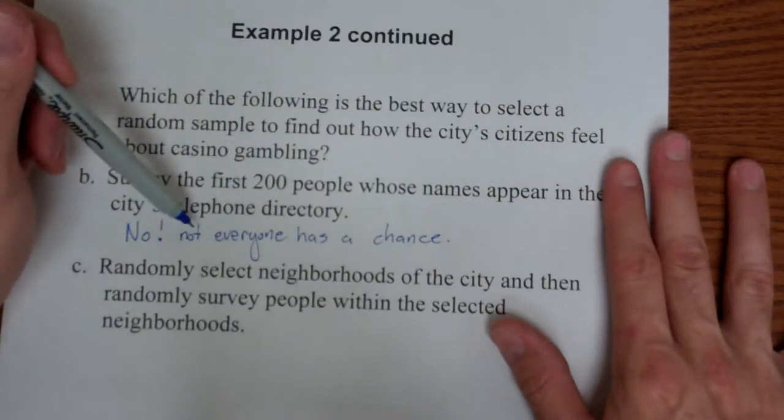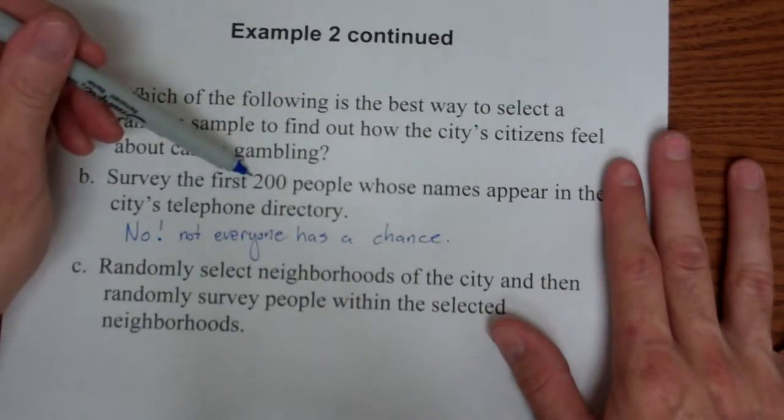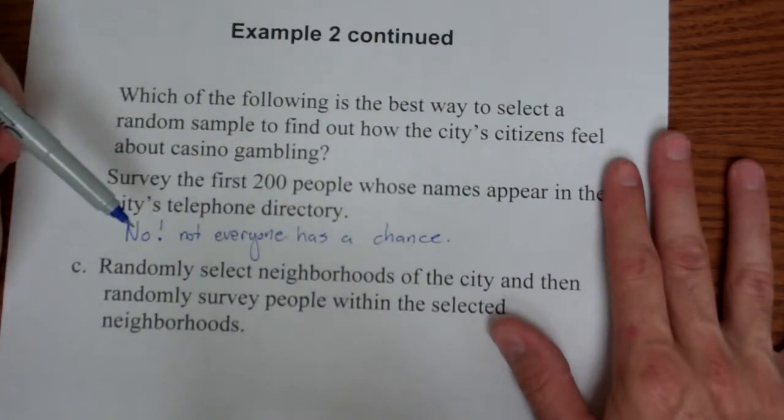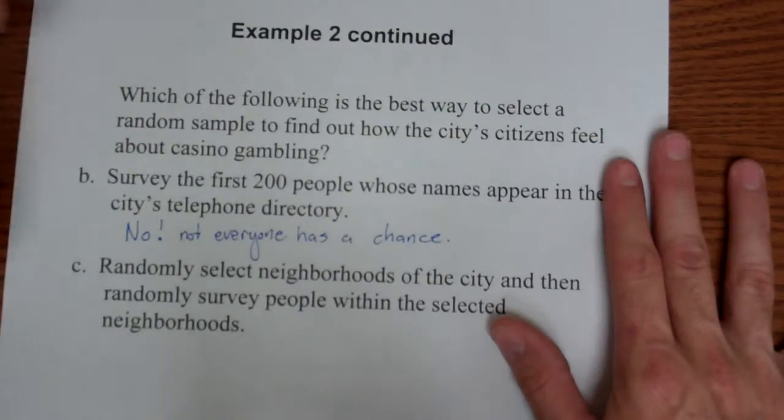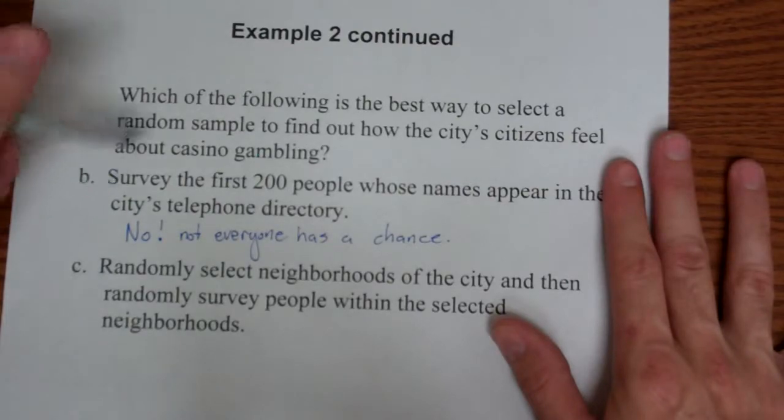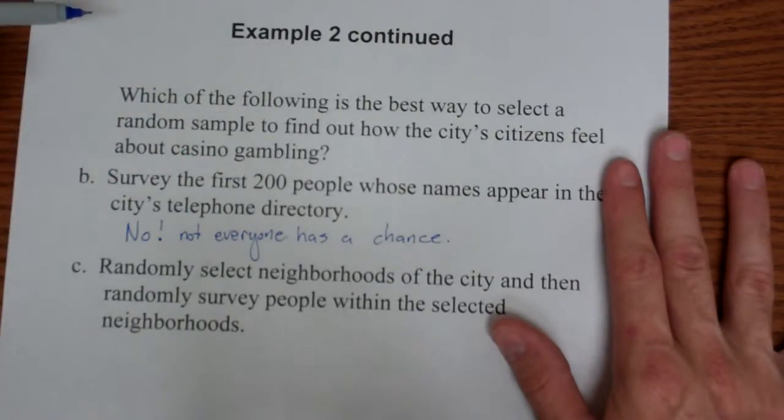But because not everyone has a chance, we feel like this sample could be biased in a way that is not representative of the population as a whole. And so you want to avoid this technique. This is lazy. The first 200 people, it's just lazy.